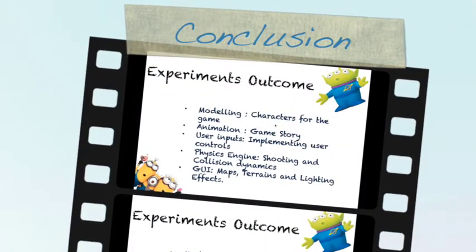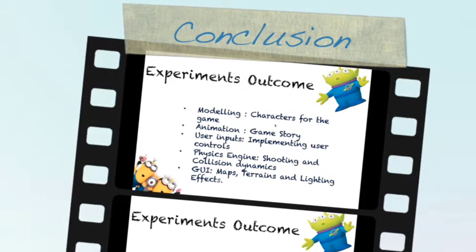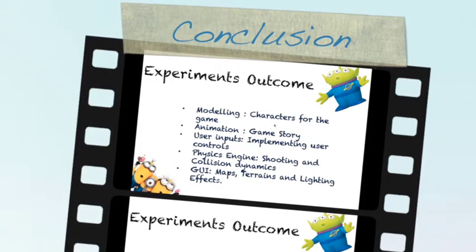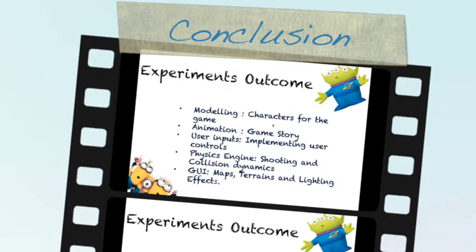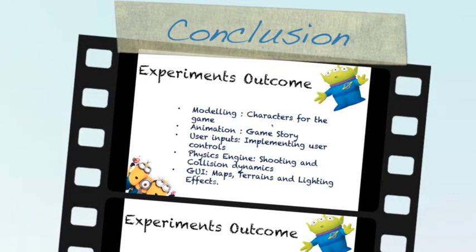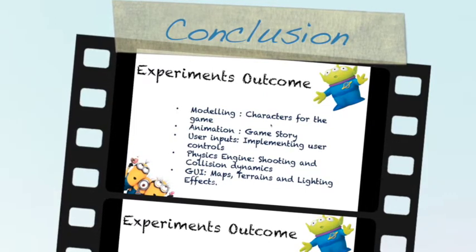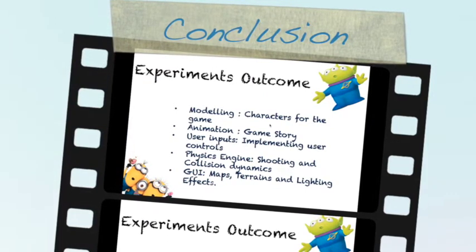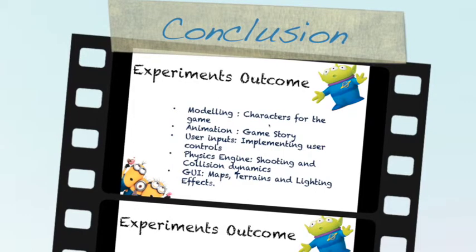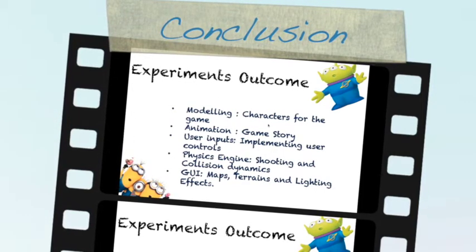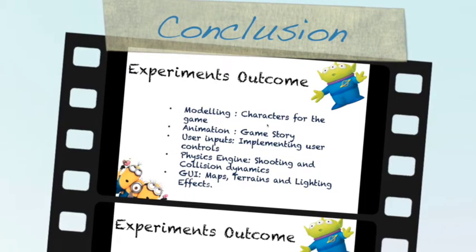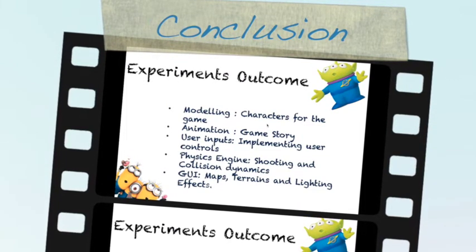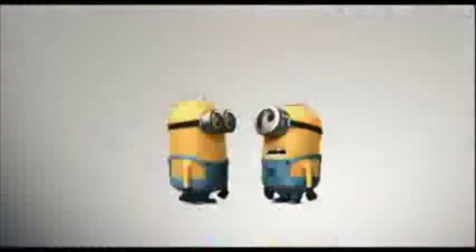The following are the outcomes of Sprint 1, that is, modeling the characters of the game. We'll be animating and associating it with the game story. Then we'll be taking user inputs and implementing the physics engine for collision dynamics and shooting. And finally, there'll be work on the GUI, which involves maps, terrains, light and lighting effects.